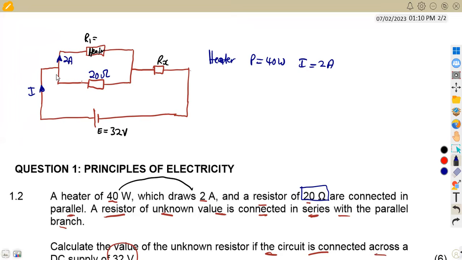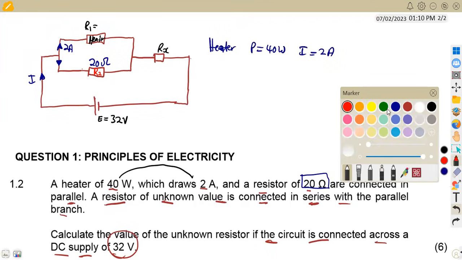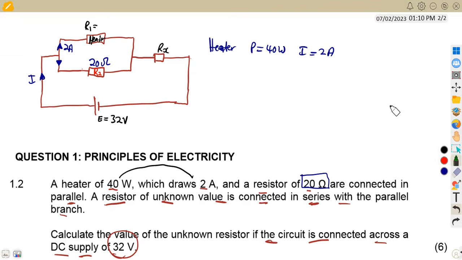What we do not know is the current that is going to flow across the second resistor. This one is going to be our R2. So we do not know its current. The question is to calculate the value of the unknown resistor. We did a similar question like this, I remember. So how can we answer the question? It depends on the information that you're given. In this case, we can calculate the total current. If we have the total current, it means this is the current that is going to flow across this Rx. And also we can calculate the voltage across Rx.